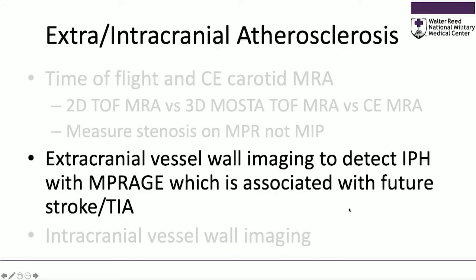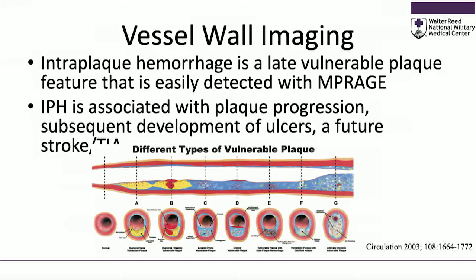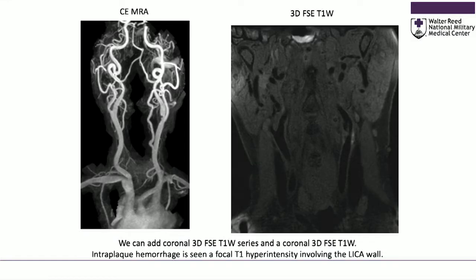In my remaining few minutes, I'd like to just introduce the concept of black blood imaging, vessel wall imaging. And Dr. Anwan will discuss this in more detail in his presentation. I'd like to draw your attention to one of the late vulnerable plaque features, intraplaque hemorrhage. We make use of the T1 shortening of intraplaque hemorrhage to identify it. So a T1 weighted sequence, either MP-RAGE or a 3D fast spin echo T1, can show us the high signal intensity of intraplaque hemorrhage. And we can see here that we have good quality contrast-enhanced MRA. Even though there's only a mild stenosis here, we can see the intraplaque hemorrhage.